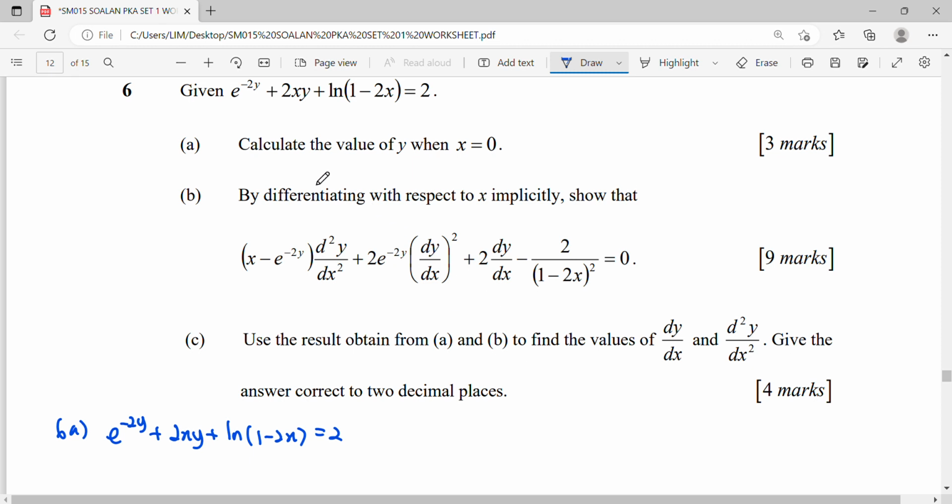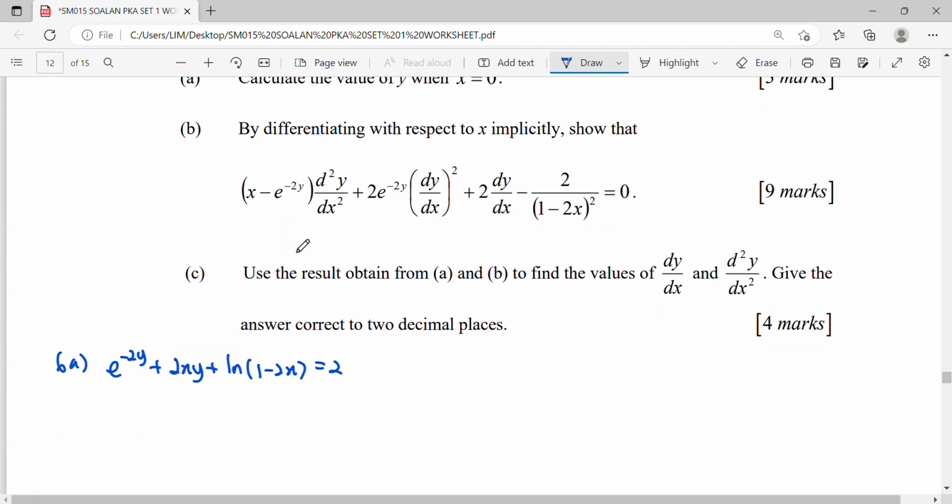Alright, so number 6a, calculate the value of y when x equals 0. So we substitute x = 0. So 2x becomes 0. Here will become ln 1. Ln 1 equals 0.